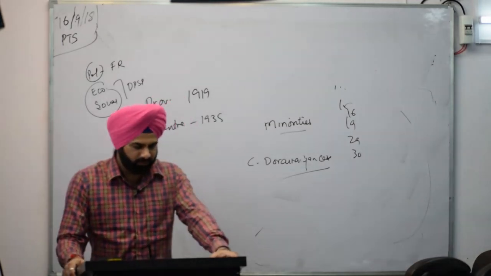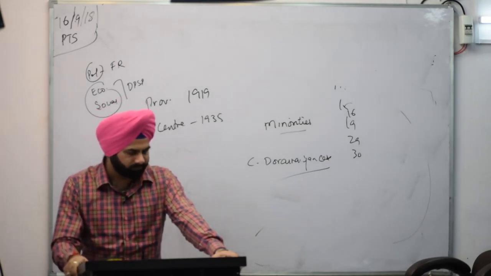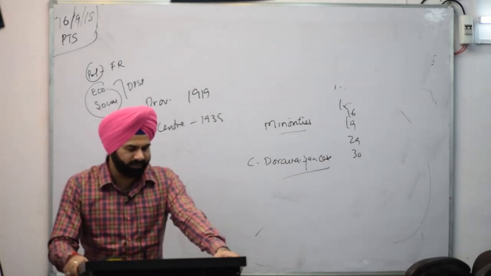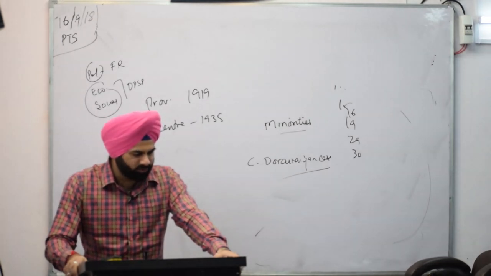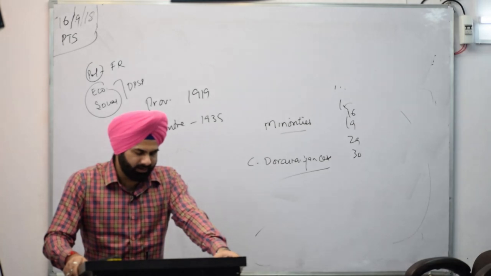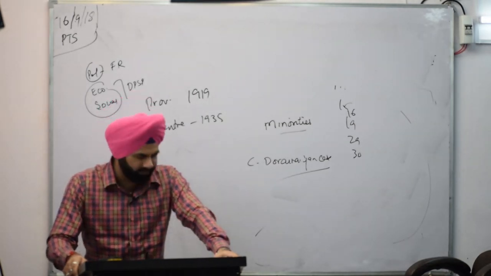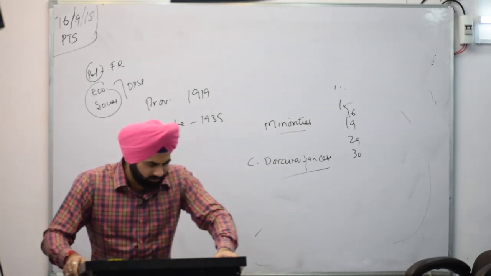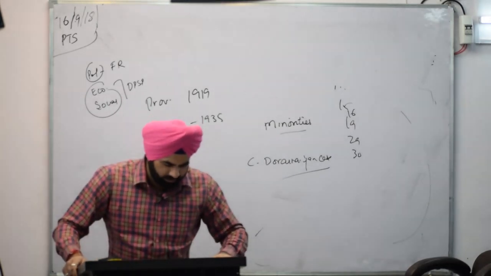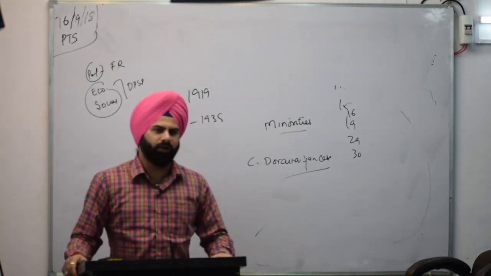Question number 17. Consider the following statements regarding the administration of the Union Territories of India. An administrator of the Union Territory is an agent of the President and not the head of the state like the governor. Right or wrong? It is right. Certain subjects pertaining to UTs have been allocated to the Home Ministry under the Government of India Allocation of Business Rules.